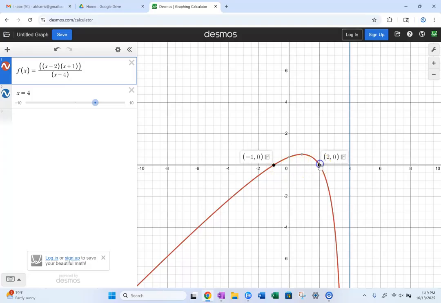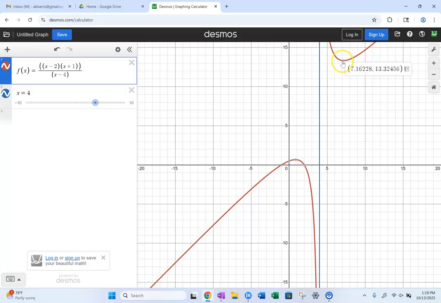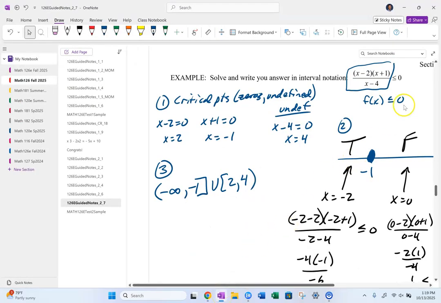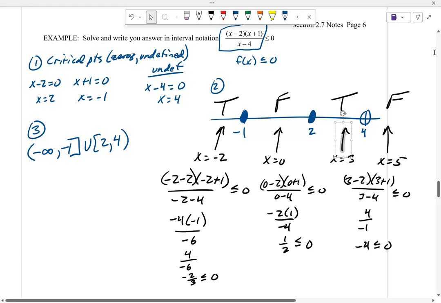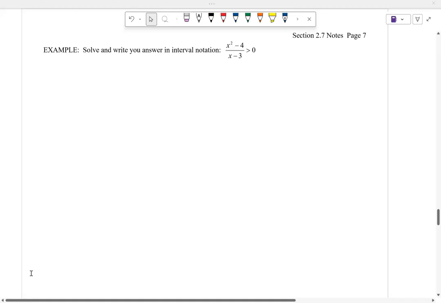And then from 2 until 4, and then it's not showing it out here to the right, but to the right, see how we're not less than or equal to anymore. So just 2 to 4, not including 4 because 4 was where we had the vertical asymptote. All right, so it matches our algebra. This would be a good you-try problem if you want to pause the video, you guys.